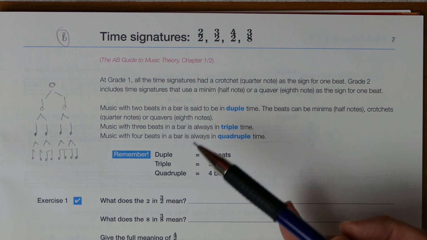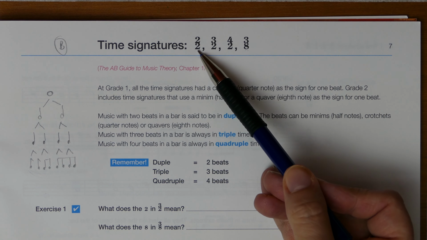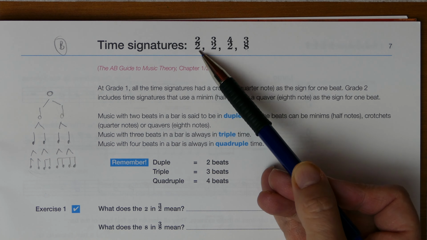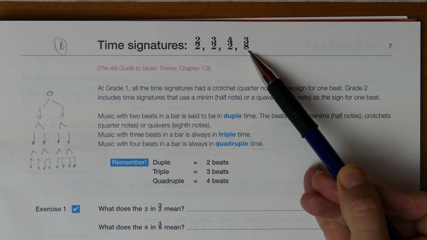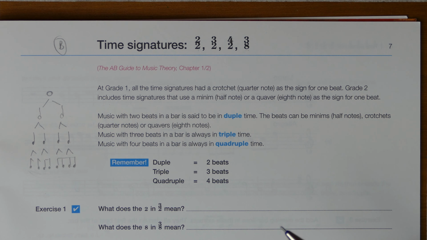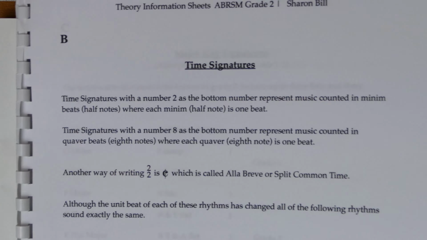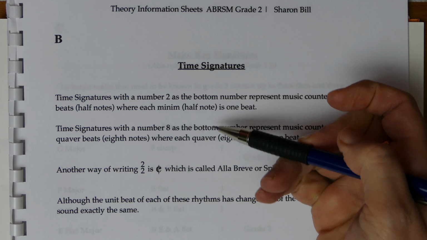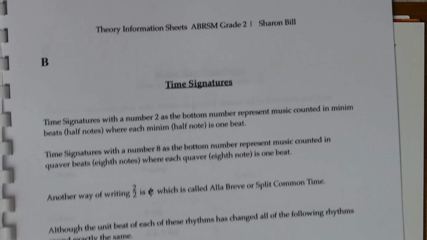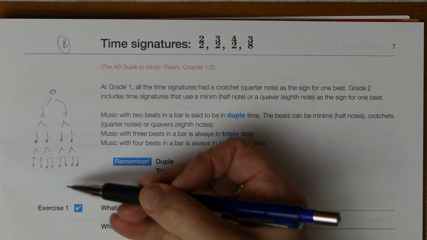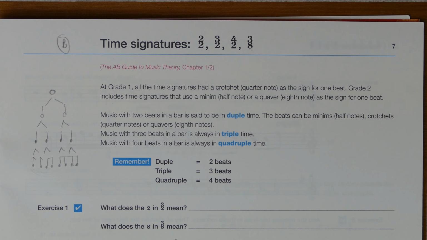And so we're counting in either minim beats or half notes, quaver beats or eighth notes, or the 4 from the previous grade, which means crotchets or quarter notes. So it's here for you in your PDF sheet. However, it's also very simple to work out thinking of your fractions here.